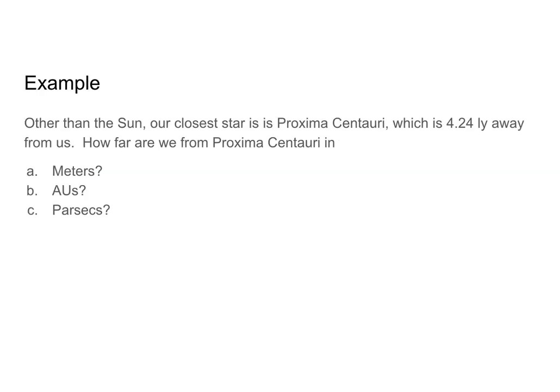So let's go ahead and look at an example. Other than the Sun, our closest star is Proxima Centauri, which is 4.24 light years away from us. How far are we from Proxima Centauri in meters, in AUs, and in parsecs? Now, what I'd like you to do is take a moment, pause this video, and see if you can do the unit conversions yourself. If you're stuck, go back to the previous slide and take a look at what the conversion factors are, write them down, and then come back here, pause the video, and try doing the solution yourself.